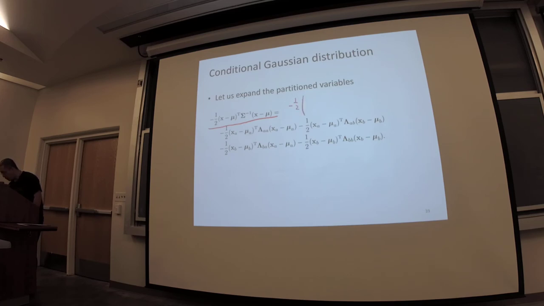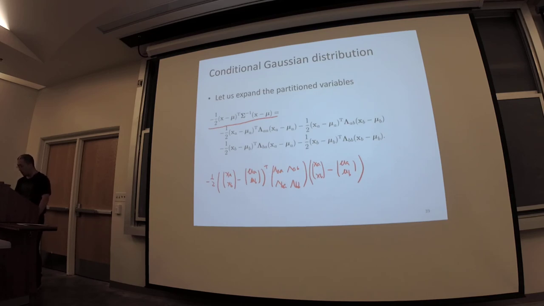So it becomes 1 over 2, xA, xB minus mu A, mu B, and transpose. So sigma inverse is now the precision, right? We use a block version of the precision matrix. Something like this, right? Is it clear for everybody?